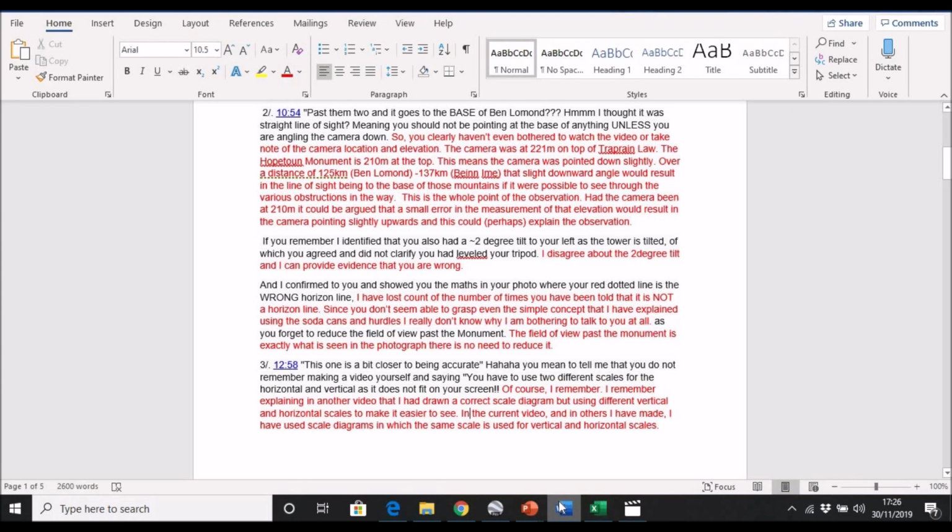He continues with this point to say, "If you remember, I identified that you also had a 2-degree tilt to your left as the lowest tower is tilted, of which you agreed and did not clarify you had leveled your tripod." Once again, a bit of jumbling up of words in the sentence there, so it doesn't make a great deal of sense, but I know what he's trying to say, and he's wrong. And I can show evidence that he is wrong.